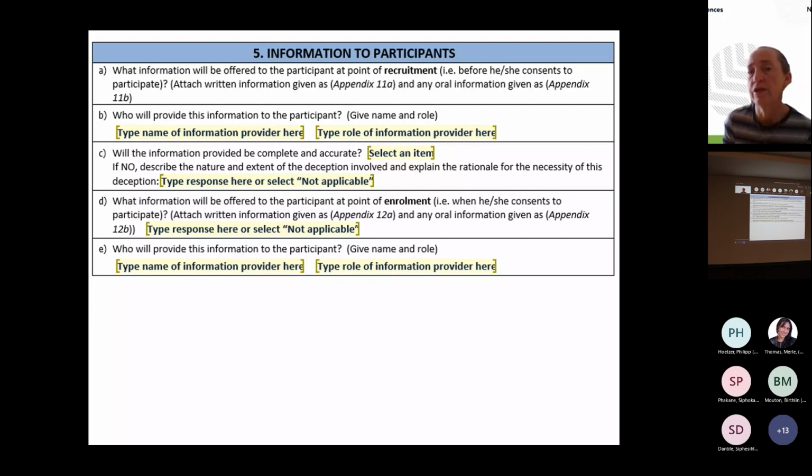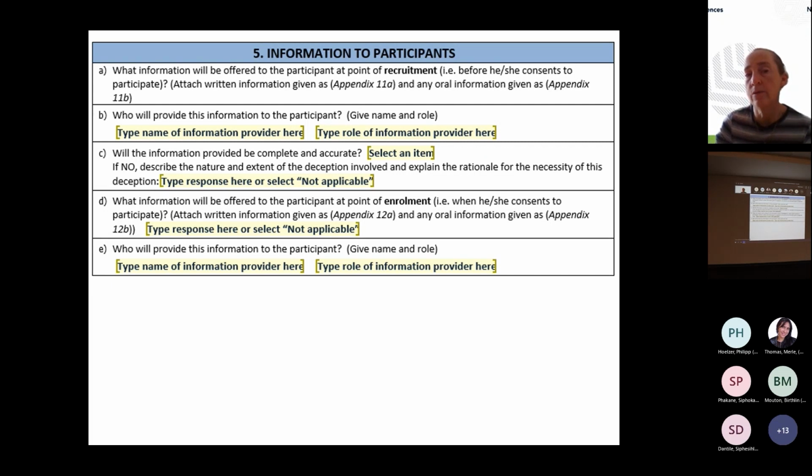So usually when we do a survey, say it's an online survey, we will send an initial email, and then when people agree to participate in the study, after they have consented, or at the point of when they consent, that is when we give them more information about the study.